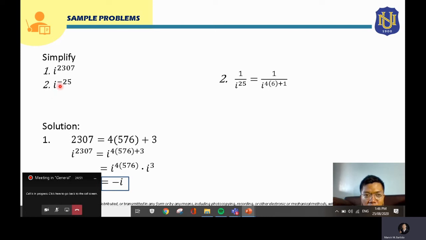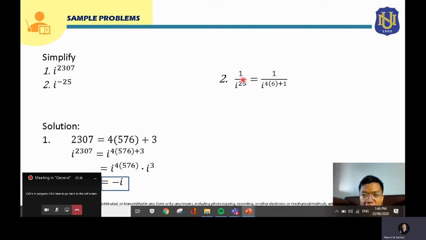Now, for the second example, this is i raised to negative 25. If we're going to solve this, we have to make the exponent, which is negative, positive. To make this a positive power, we just have to put this in the denominator. So 1 over i raised to 25 is equivalent to this. This is also a law for exponents, that if you put that in the denominator, the sign will be opposite. So this will be equal to 1 over i raised to 25.